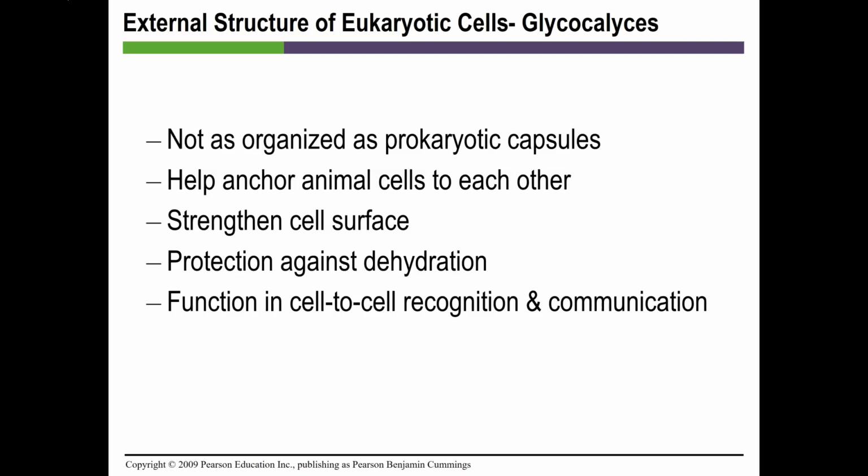Well, they might. They're never as organized as a prokaryotic capsule, but when they do have one, they serve the same purpose, to help anchor the cells to a surface or each other and help prevent them from drying out. It gives some resilience to the cell membrane located below. It can even help function in cell-to-cell recognition, but it's nowhere near as organized as a prokaryotic capsule, and you don't find it in every type of eukaryotic cell.